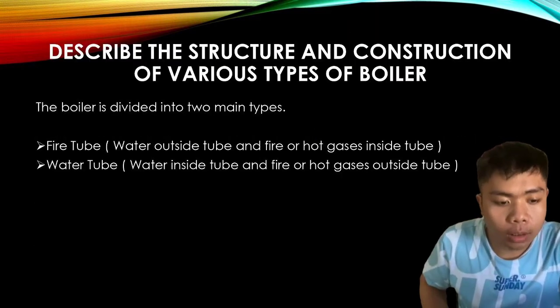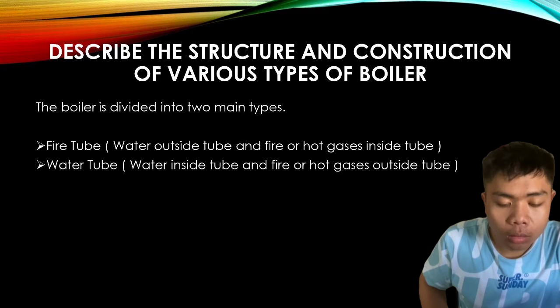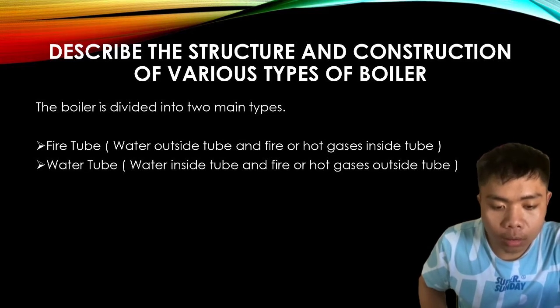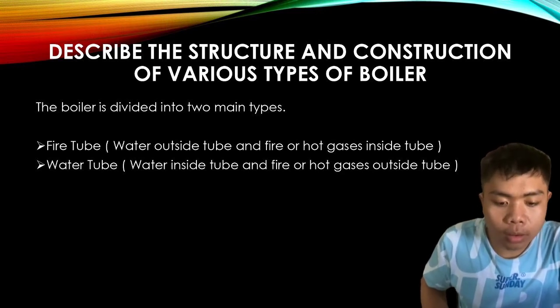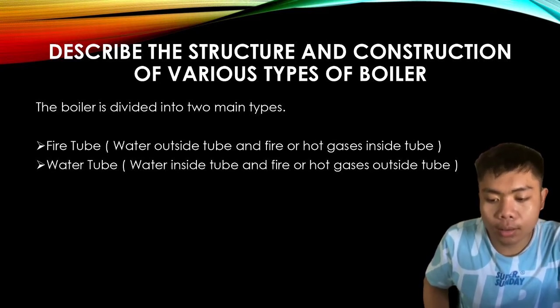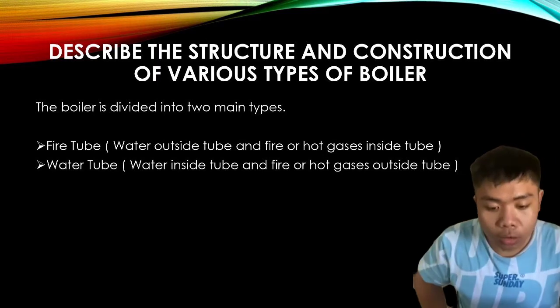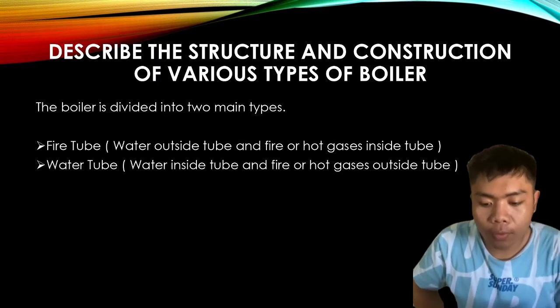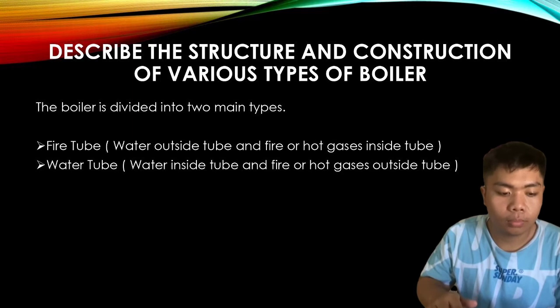Assalamualaikum warahmatullahi wabarakatuh. My name is Muhammad NIZAM bin AMRAN. My matrix number is 07 DKM 2011, and I want to describe the structure and construction of various types of boiler. Okay, the boiler is divided into 2 main types. Number 1 is fire tube, water outside the tube, and fire or hot gases inside the tube. And number 2 is water tube, the water inside the tube and fire or hot gases outside the tube.